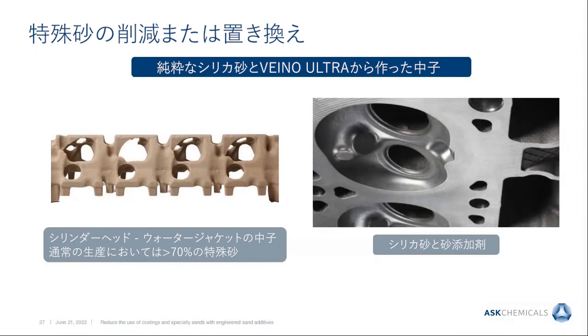This was very convincing for many customers, and we implemented in this example these additives in a cylinder head water jacket core. The standard production was produced with more than 70% special sand. We were capable to eliminate the special sand by silica sand and our additive Reno Ultra.